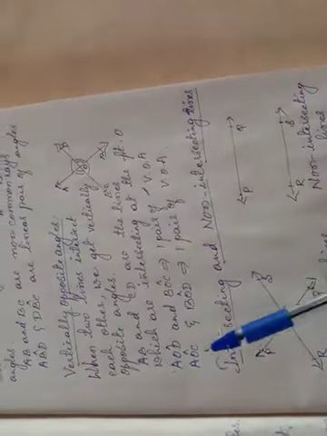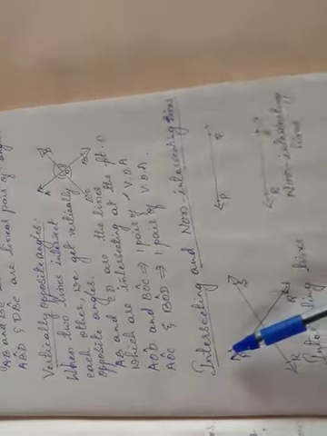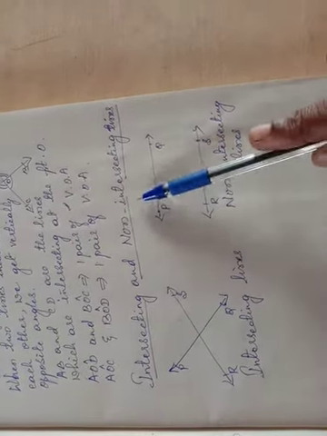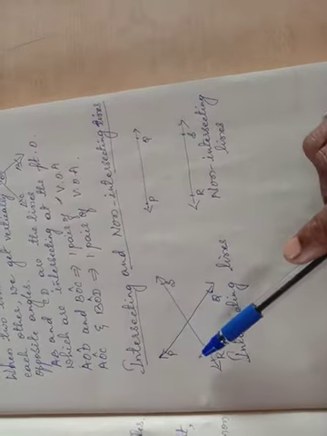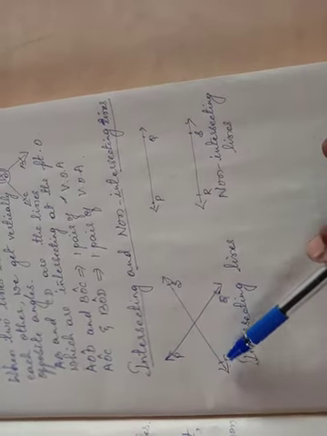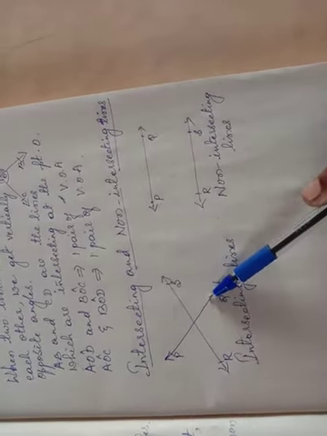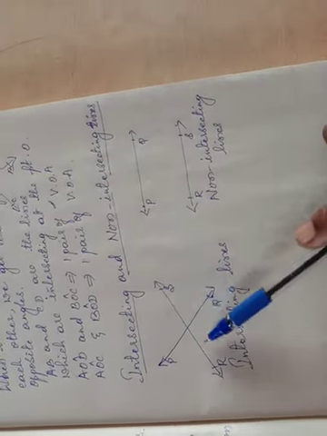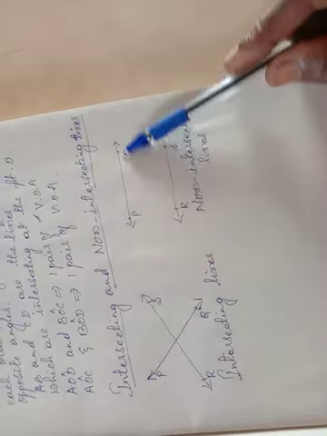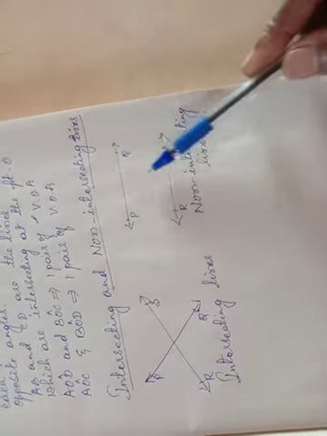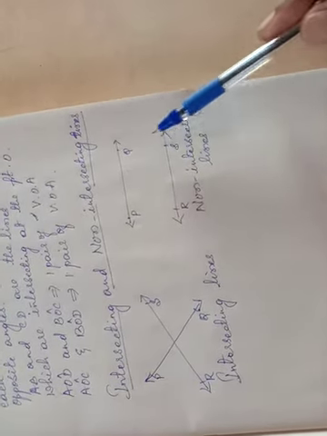Okay children, the next is intersecting and non-intersecting lines. You have studied this, children. PQ and RS are intersecting lines, and these two, PQ and RS, are non-intersecting lines.